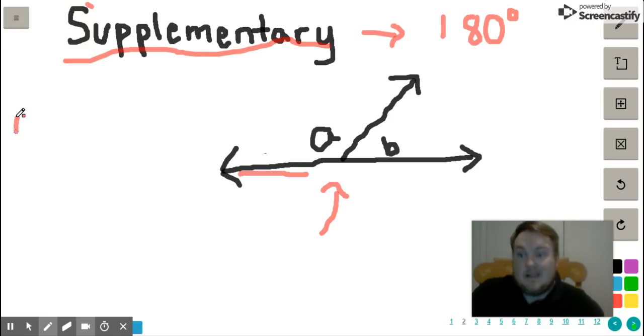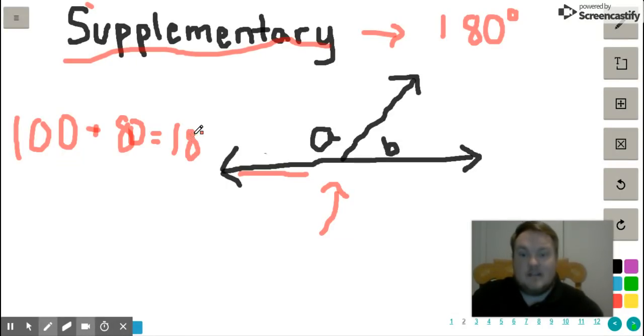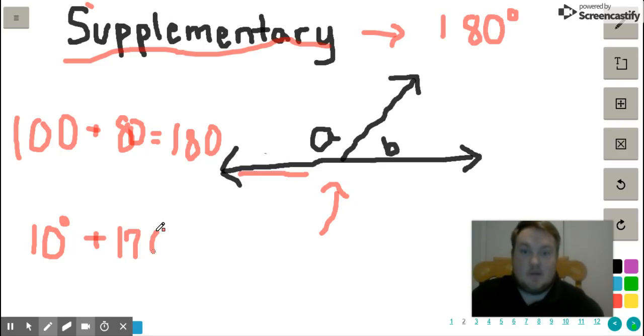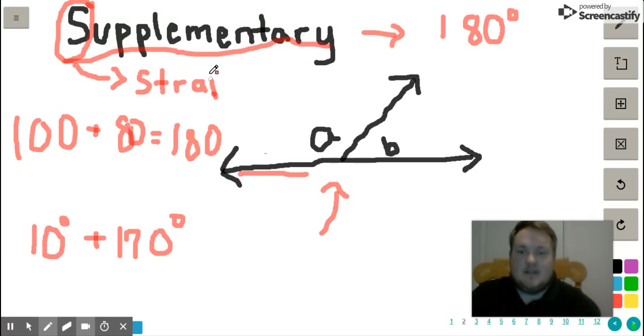So that could be like, maybe you have a 100-degree angle. If you add 80 degrees to it, you're going to get 180, okay? Or maybe you have a 10-degree angle. What plus 10 degrees gives you 180? 170. And so those are supplementary relationships between angles. They are two angles that add up to 180 degrees. You can remember that supplementary has an S in it, and you can think of straight line, okay? The S in supplementary stands for a straight line, just like the C in complementary stands for corner.